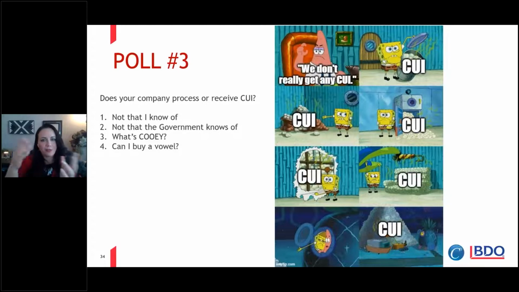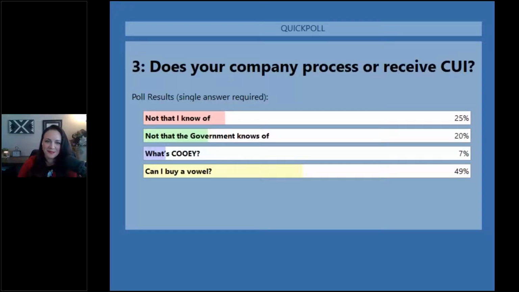So I'm going to turn it over for our poll number 3. I love this cartoon, it makes me laugh every time. Thanks, Christina. All right, poll number 3, from the archives of SpongeBob. Does your company process or receive CUI? 1, not that I know of. 2, not that the government knows of. 3, what's CUI? And 4, can I buy a vowel? Okay, let's see those results. Yep, we need to buy some vowels, it looks like, Christina. I think so. I hope they're not too expensive.